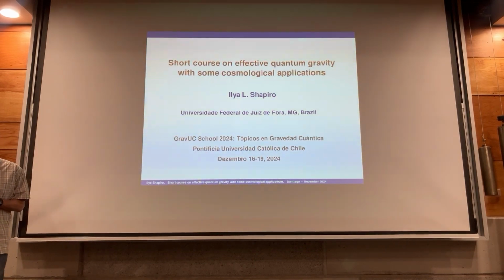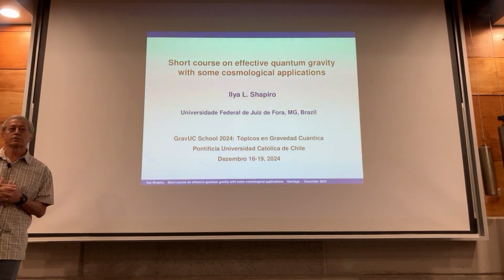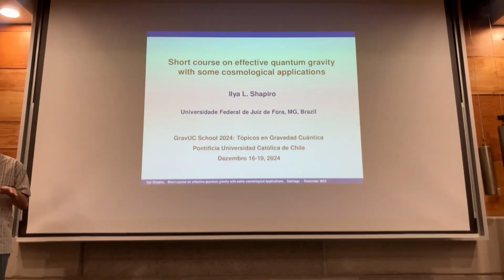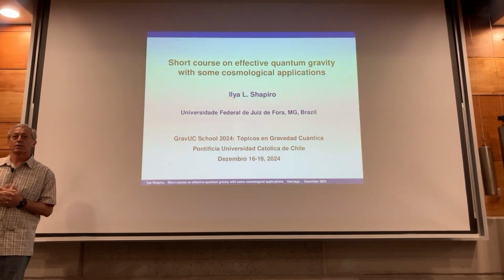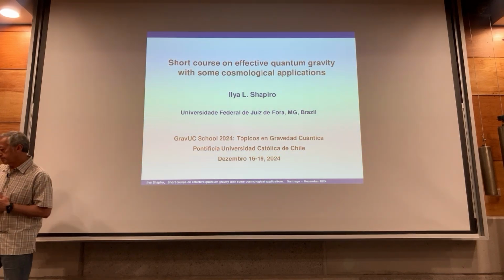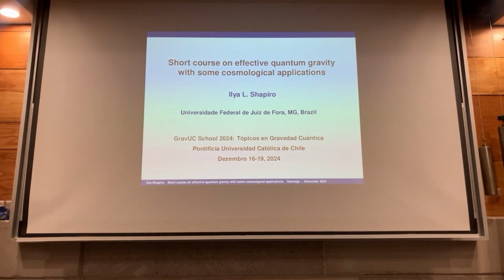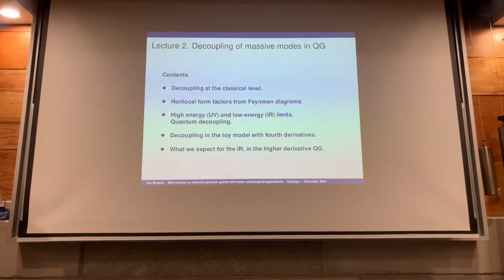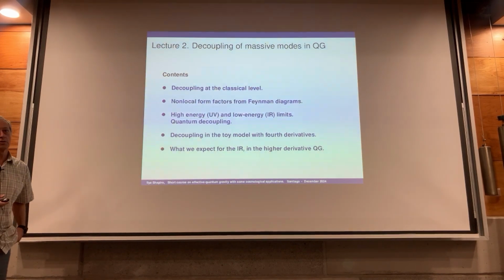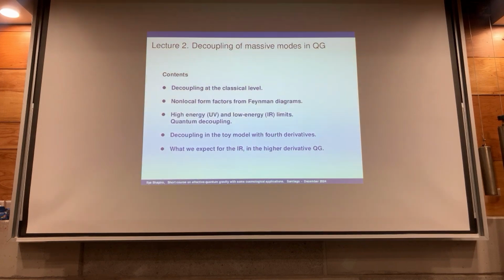And in the last lecture, I will discuss how we try to make calculations in the infrared, without worrying about ultraviolet. So the main notion on the way from ultraviolet to infrared in quantum theory is decoupling. And so decoupling of massive modes in quantum gravity.